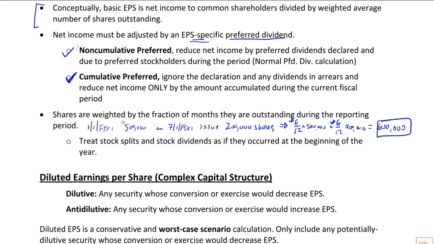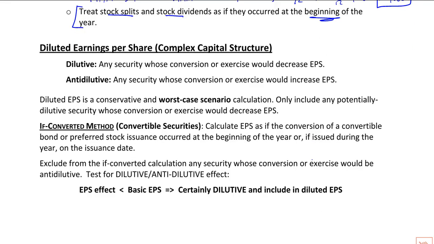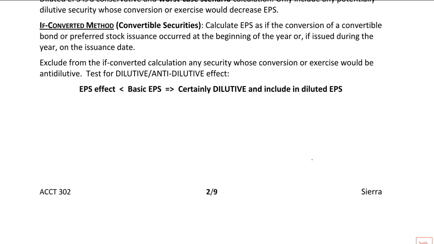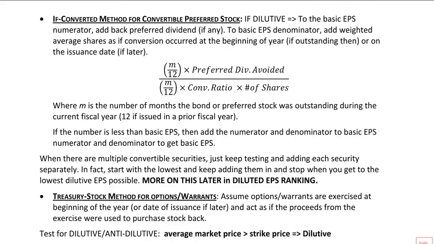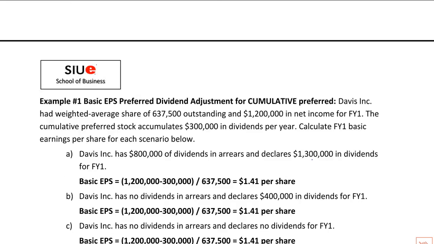Okay. The final thing to recognize with weighted average shares is we're going to treat stock splits and stock dividends as if they occurred at the beginning of the year. All right? What the impact of that might be isn't perhaps clear now, but when we work with some numbers, it'll be more clear. All right? Diluted EPS. Well, let's come back to it. Let's get some basic EPS stuff out of the way here.